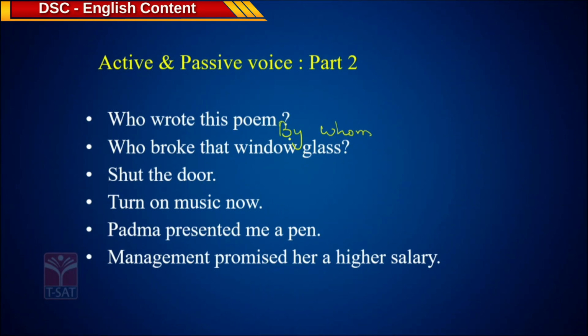If questions come in active and passive voice, when asked to turn them from active to passive or passive to active, then we have to go with this form, by whom, right? Then look at the other variety of sentences: shut the door. This is an imperative sentence. In such cases, we begin the answer with let: let the door be shut.